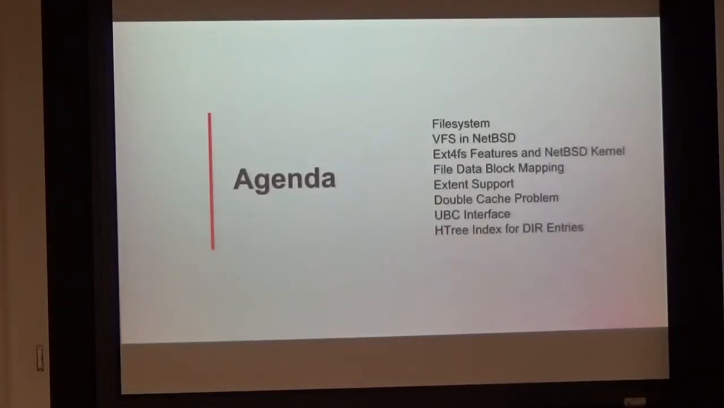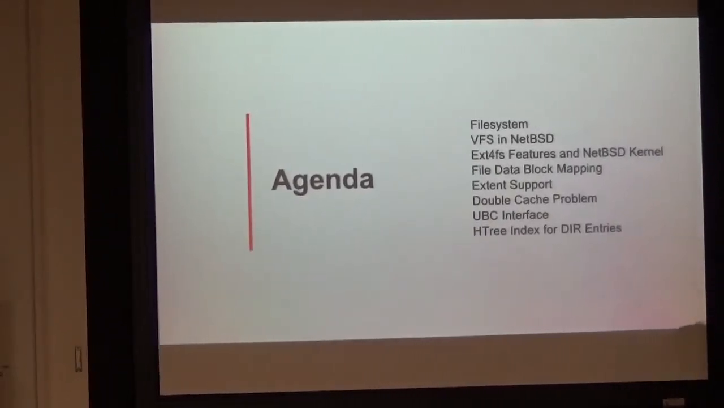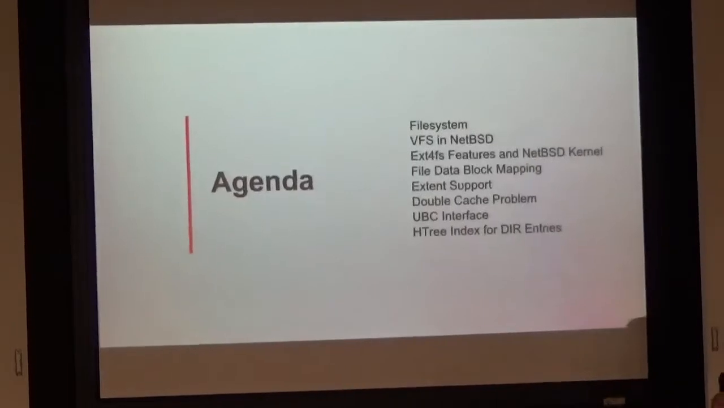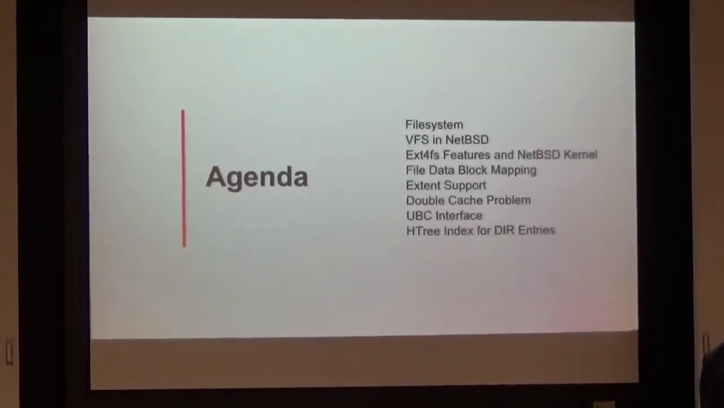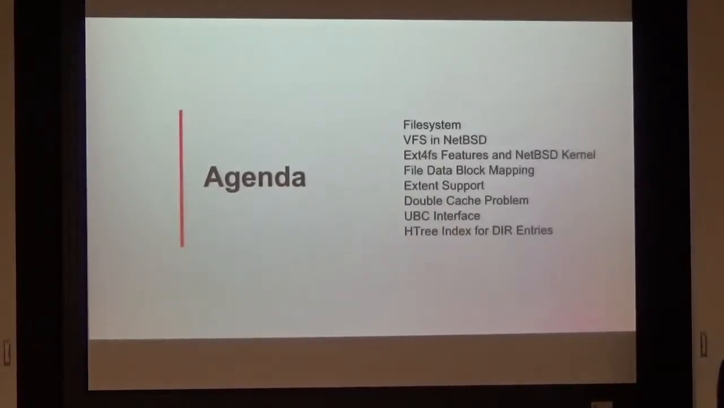So my project is about Ext4 file system implementation in the NetBSD kernel. In the Google Summer of Code, I implemented two features of Ext4 file systems, which are Ext4 extents and Ext3 directory index. So today I am going to describe the features that were implemented in that project. Before that, I will give you a brief background of the VFS layer of NetBSD, and then I'll jump to the specific features. So let's get started.